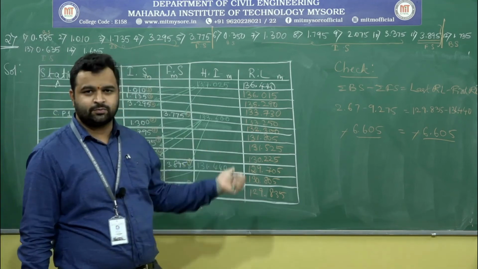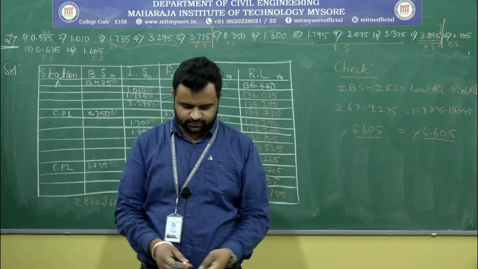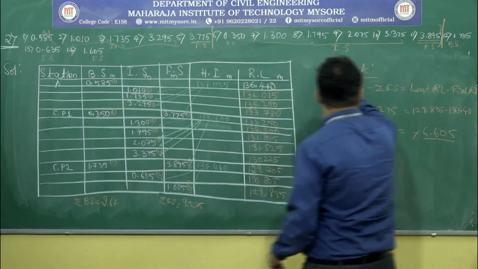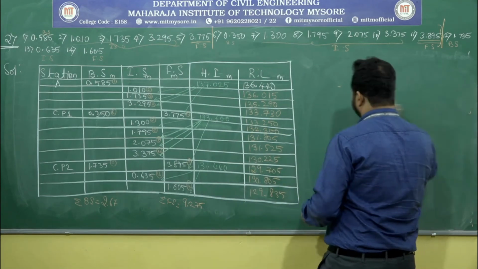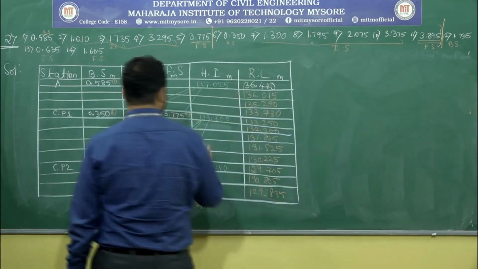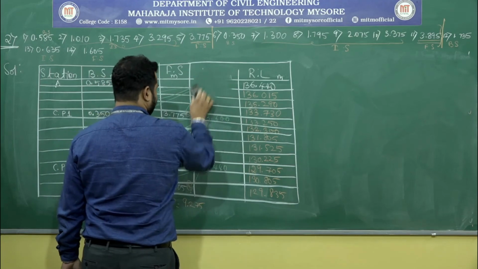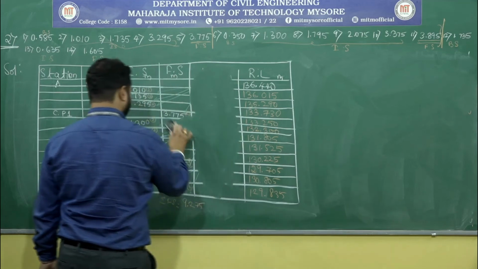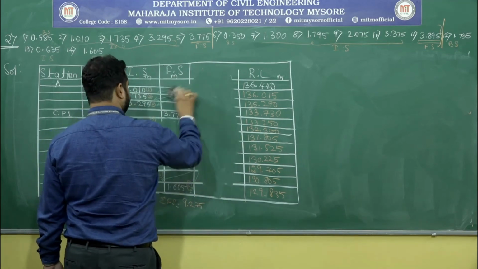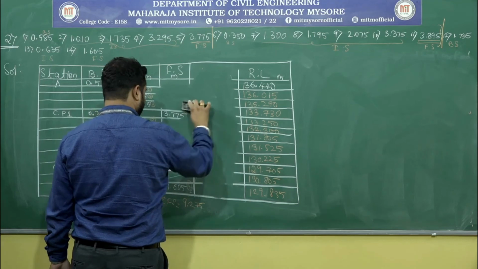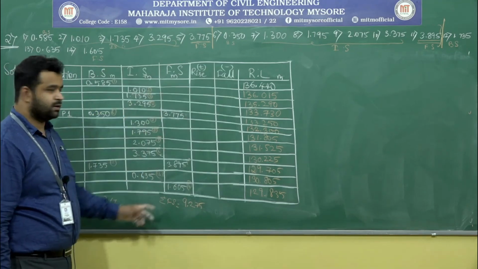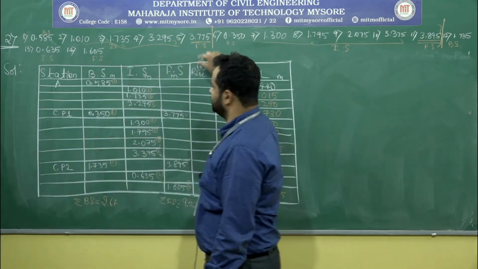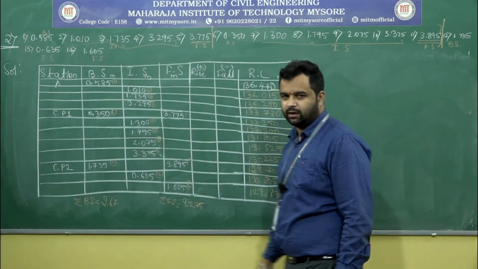Now let me do this problem in the rise and fall method. Let me erase this. So this is the tabular column for the rise and fall method. Before writing the table, you have to write which method you are going to use, whether it is the HI method or the rise and fall method.